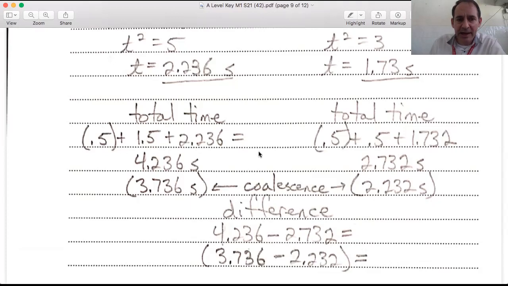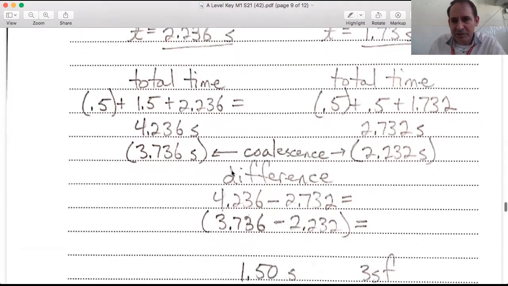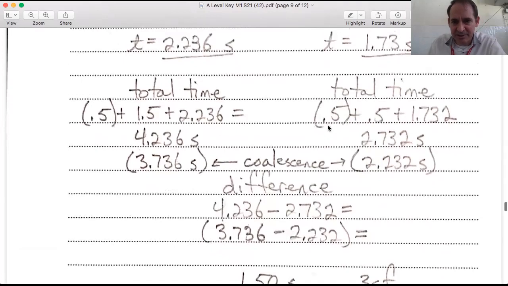If you chose not to include that, because you can basically take it away from both of them and still be okay with it. It's taking the same amount from both times. And this is what the mark scheme does. The mark scheme doesn't include the 0.5. I did. So if you take without that initial 0.5, then you get 3.736 seconds and 2.232 seconds.